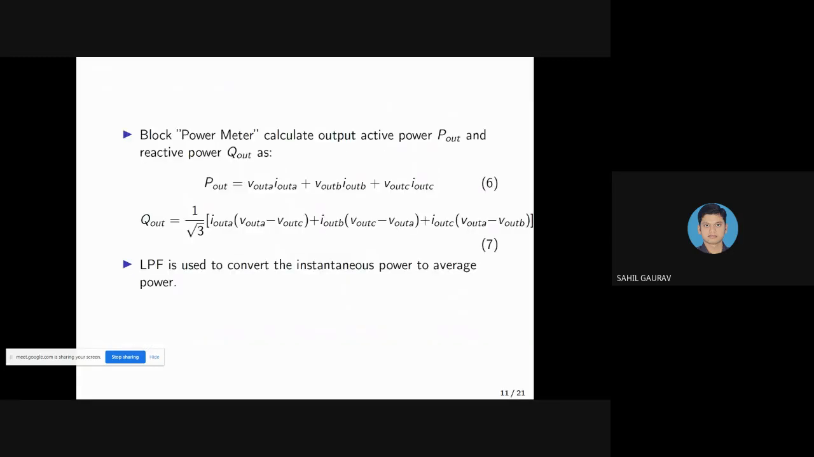And in the power meter block, the output active and reactive power, P out and Q out, are calculated through equation numbers 6 and 7. And the low pass filter is used to convert the instantaneous power to average power.